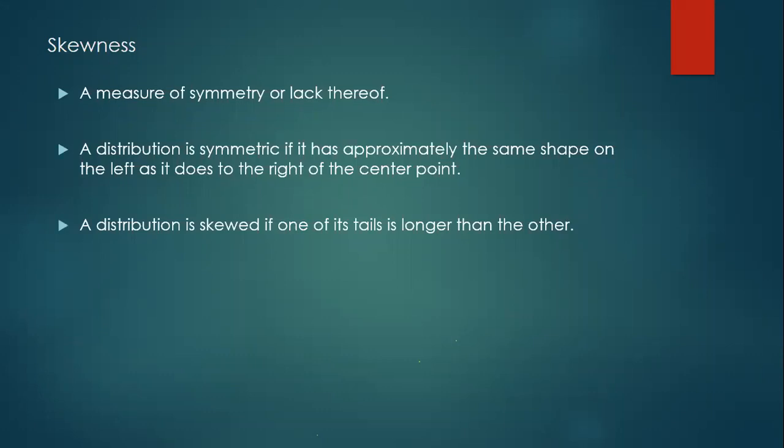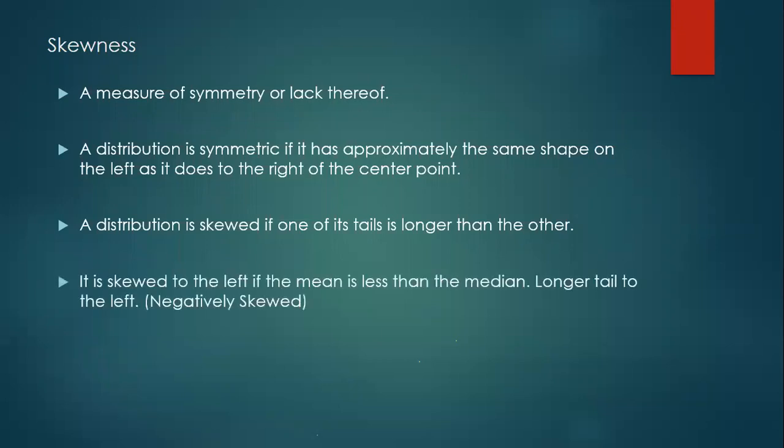A distribution is skewed if one of its tails is longer than the other. We have two types of skewed distribution. It can either be negatively skewed or positively skewed. Negatively skewed means that it is skewed to the left, and this means that the mean is less than the median. So the longer tail is to the left.